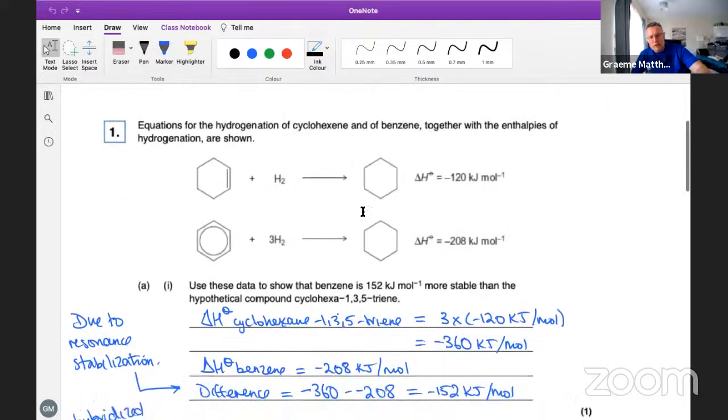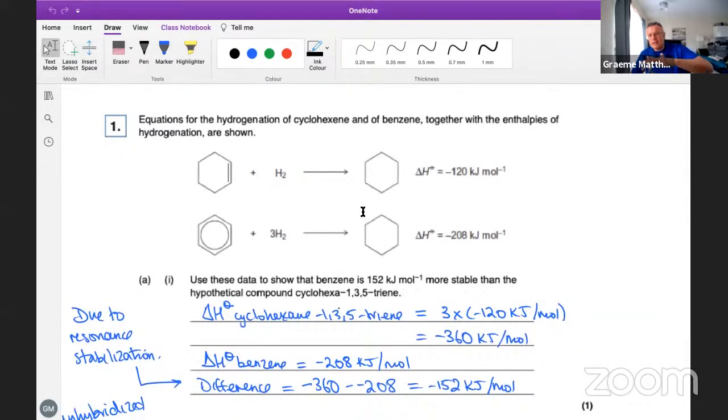All right, so here we are then, typical past paper question, all right? Now, I picked these because it doesn't matter what exam board you're on, you know, AQA, Edexcel, OCR, Cambridge, whatever. They're always going to ask you this question. Why? Because it's testing, do you understand about resonance stabilization? Do you understand about pi bonds? It says, use these data to show that benzene is 152 kilojoules per mole more stable than the hypothetical compound cyclohexa-1,3,5-triene. It doesn't exist. It's known as benzene.